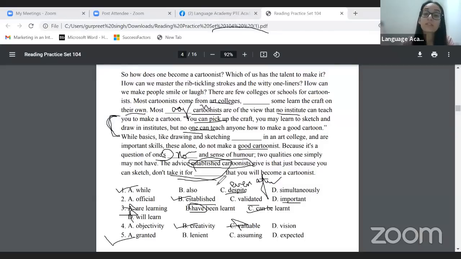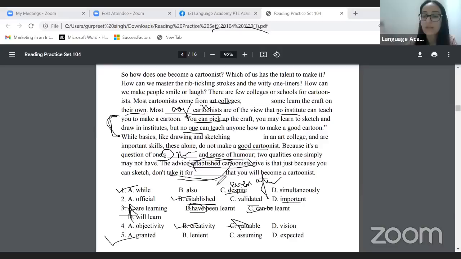The third one was again the hint given there that we are talking about possibilities. You can learn here, you can learn there, you can learn in art college, but nothing makes you a good cartoonist. And two things which everybody requires, two important qualities, creativity, because you're talking about art at the end of the day. And the last one, for granted, taking something for granted is a collocation. Take for granted is a combination of words.